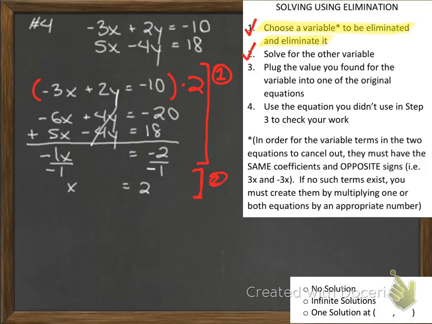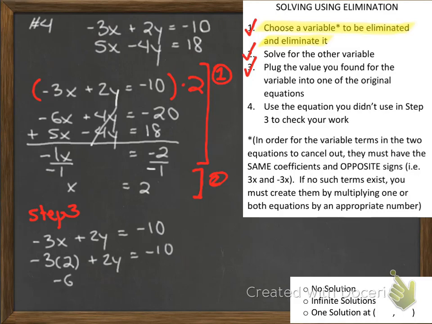Okay, so let's move on to step 3. Right, step 3, I can pick either equation, does not matter which one. I'll just use the first equation because, why not? So I have negative 3x plus 2y equals negative 10. Okay, we found out that x is equal to 2. So we'll put 2 in there. So we have negative 6 plus 2y equals negative 10. So we will add 6 to both sides. We get 2y is equal to negative 4. Kind of out of room here, but I'll divide both sides by 2. And we get y equals negative 2.